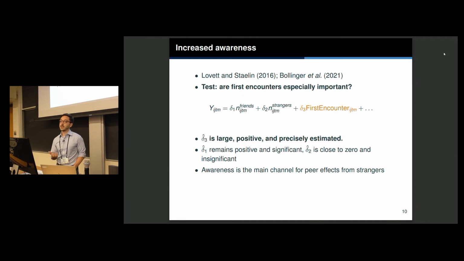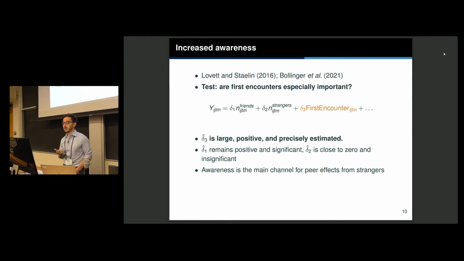And what happens to the other types of peer effect? So for friends, delta 1 remains positive and significant, although it decreases in size. Okay? So the marginal impact of friends goes down. For strangers, this coefficient shrinks to 0, and it's a precisely estimated 0.